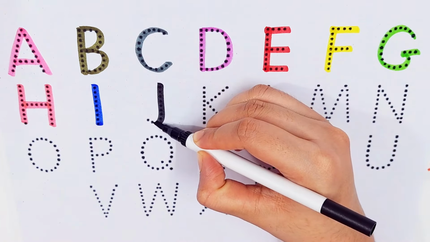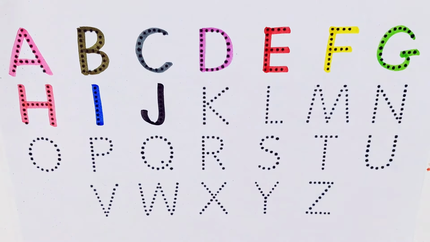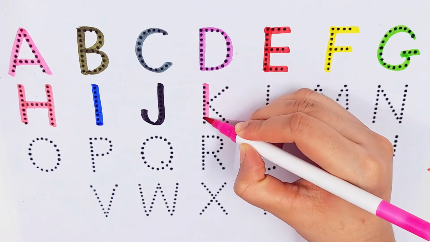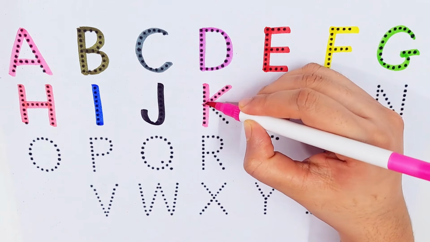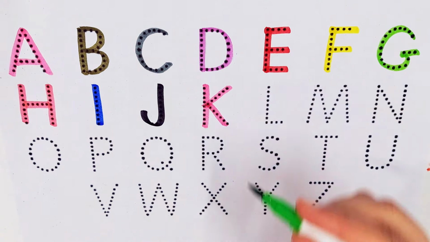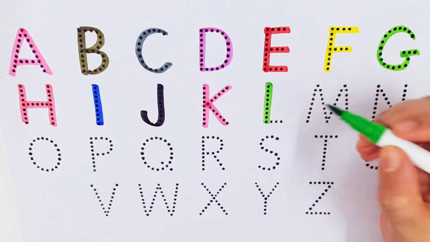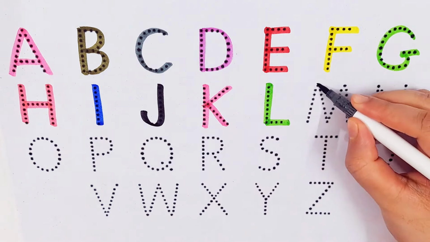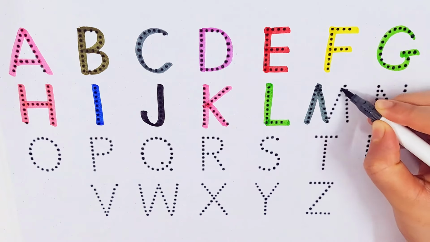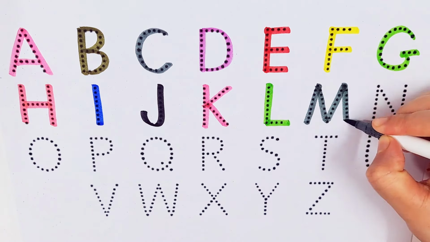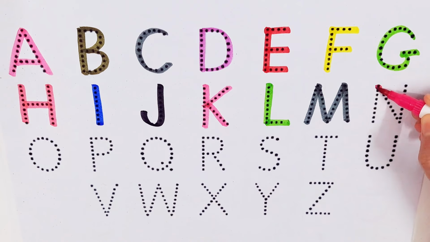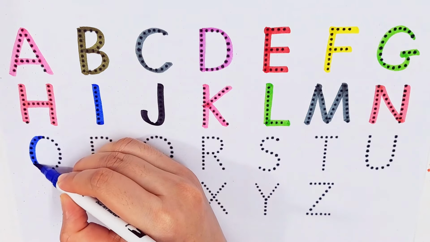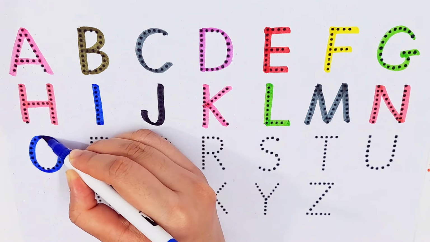J. J for jelly. K. K for kingfisher. L. L for leg. M. M for monster. N. N for nest. O. O for olive.